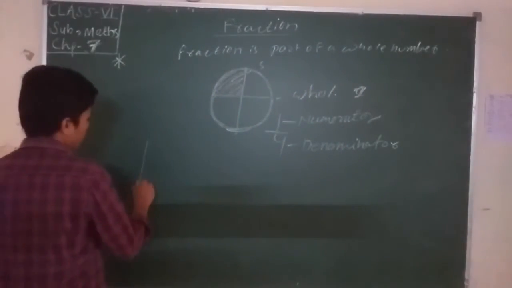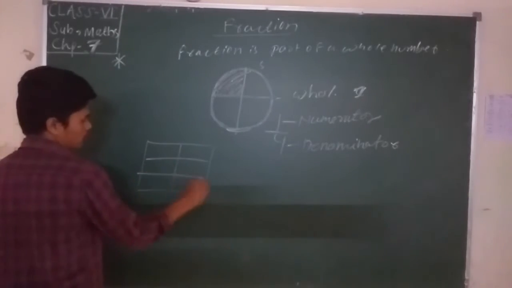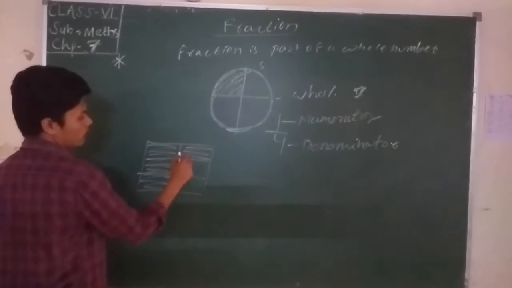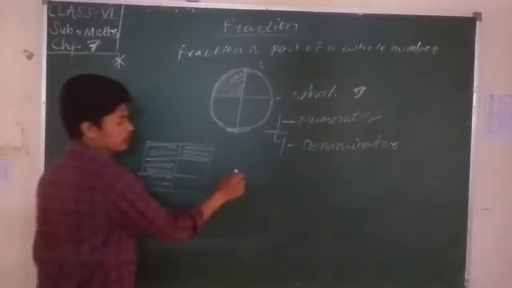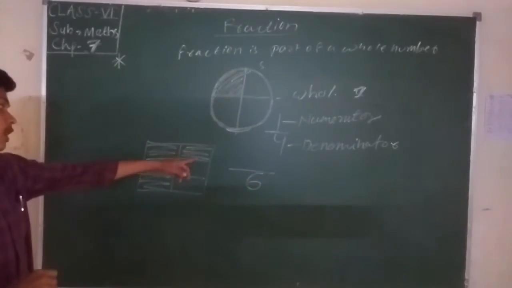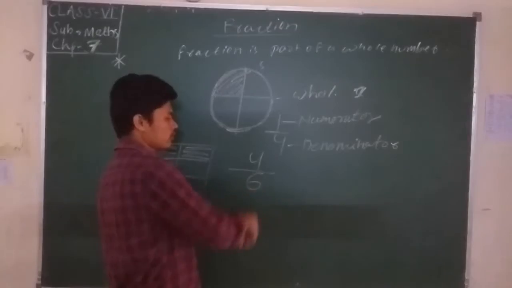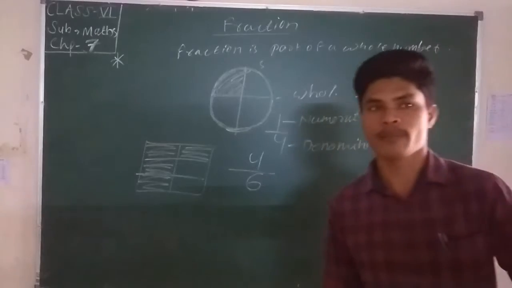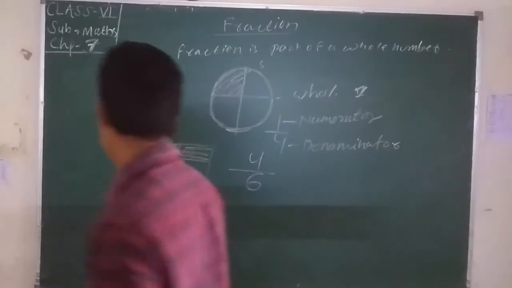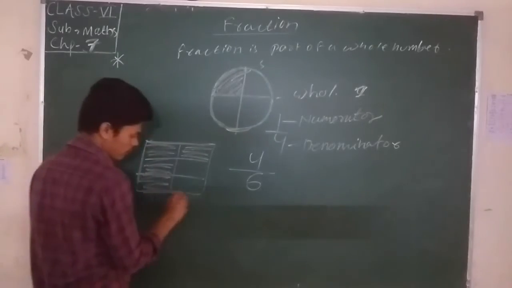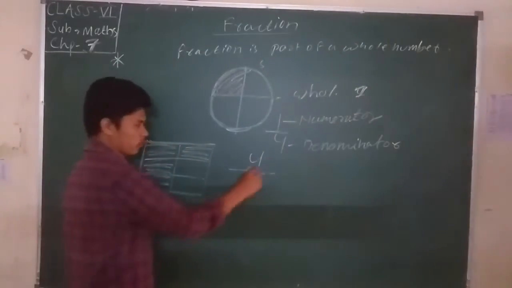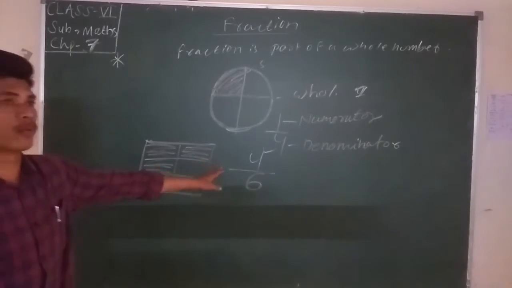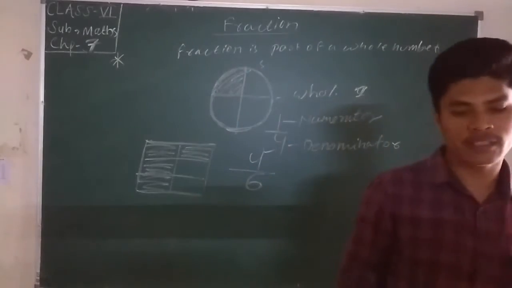Suppose we take another example. Whole part is here. How much is the whole part? Count here: 1, 2, 3, 4, 5, 6. That means the whole is 6 parts. And how many parts are shaded? 4 parts are shaded. That means 4/6. We divide things and give them to others. Suppose it is a bread, then it is divided into 6 parts, and 4 parts will be given to your friends. So it is 4/6. Clear about it? What is a fraction?